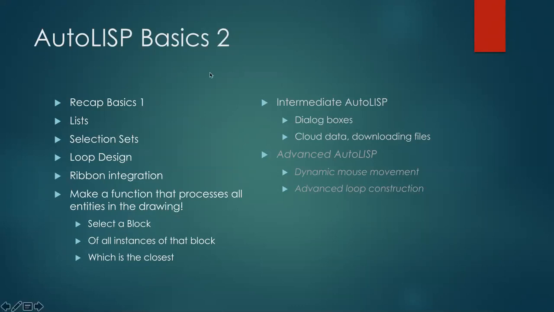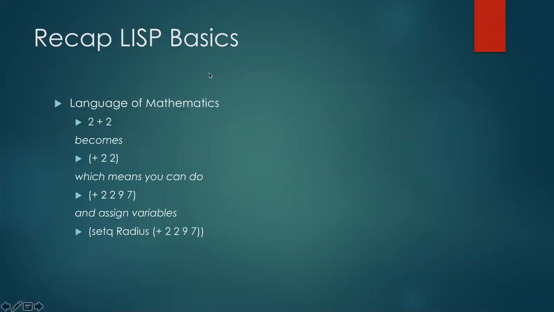So let's get into our recap. Remember, Lisp itself is just simply the language of mathematics, which means I can explain it to you in less than 15 seconds. A statement like 2 plus 2 is just going to be encapsulated in parentheses. Everything is encapsulated in parentheses. The argument is first, and the operands are after it. So 2 plus 2 becomes that, which means I can have any number of arguments to it.